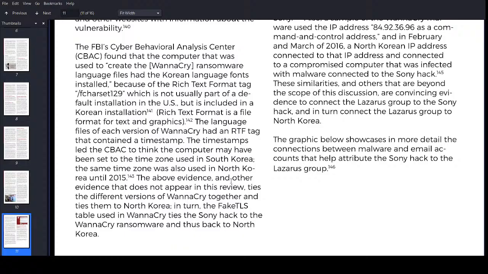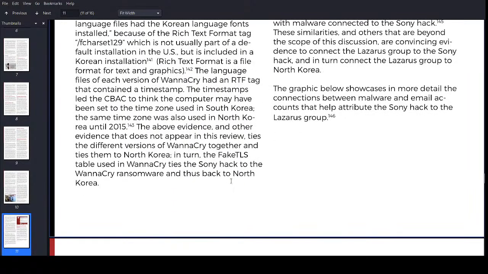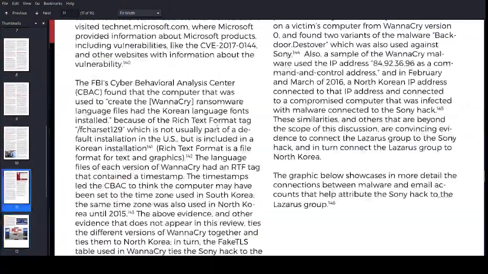The timestamps led the FBI to think the computer may have been set to the time zone used in South Korea. The same time zone was also used in North Korea until 2015. The above evidence and other evidence that does not appear in this review ties the different versions of WannaCry together and ties them to North Korea. In turn, the fake TLS table used in WannaCry ties the Sony hack to the WannaCry ransomware and thus back to North Korea.